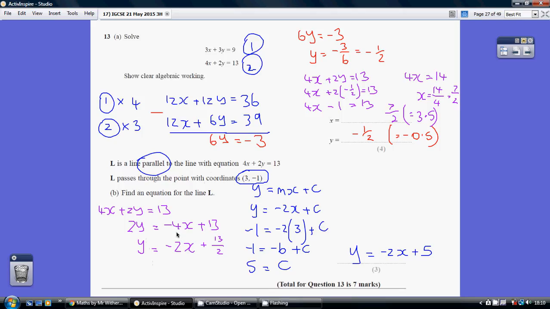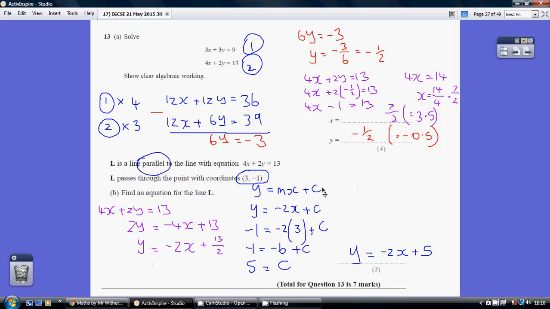So the gradient of L is minus 2. No, sorry. The gradient of 4x plus 2y equals 13 is minus 2. And the gradient of L must be the same because it is parallel. So I know that the gradient of my parallel line is minus 2. Now, I've chosen to do this using y equals mx plus c. You could equally have used the formula y minus y1 equals m times x minus x1 if you wish.